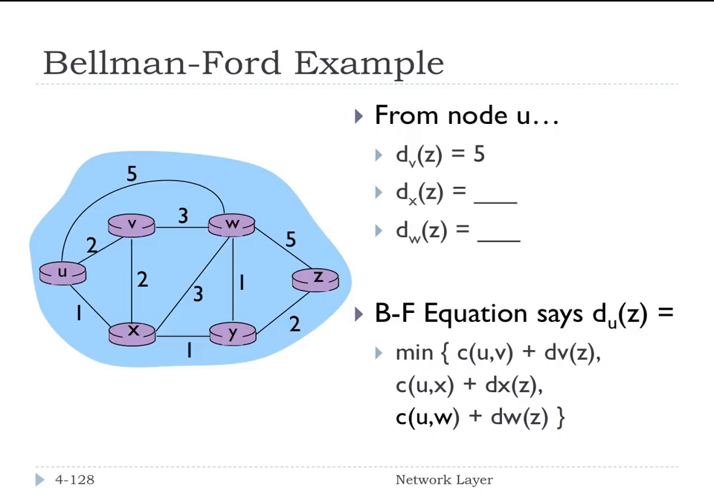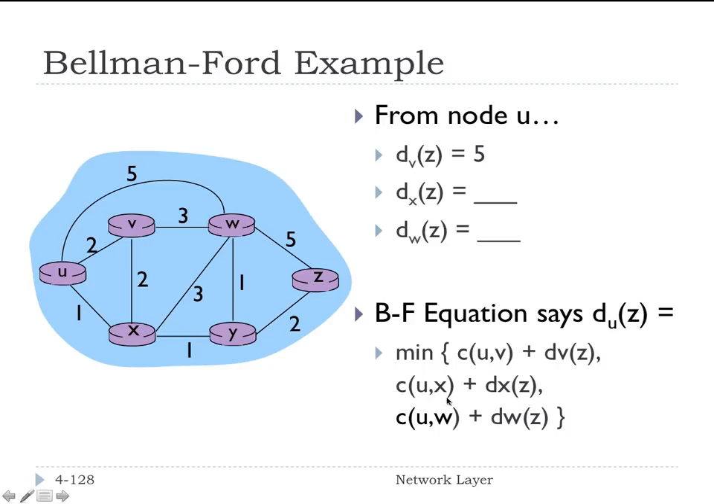Maybe let's substitute some numbers in there. Okay, so that first cost, what's the cost u comma v? This is 2, because that's what this is. And what is dv of z? We just said it's 5. So 2 plus 5 is 7. All right, next line.